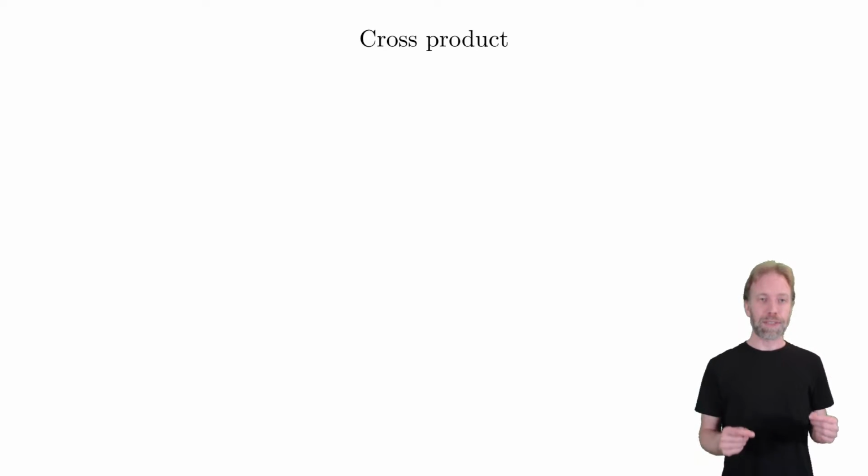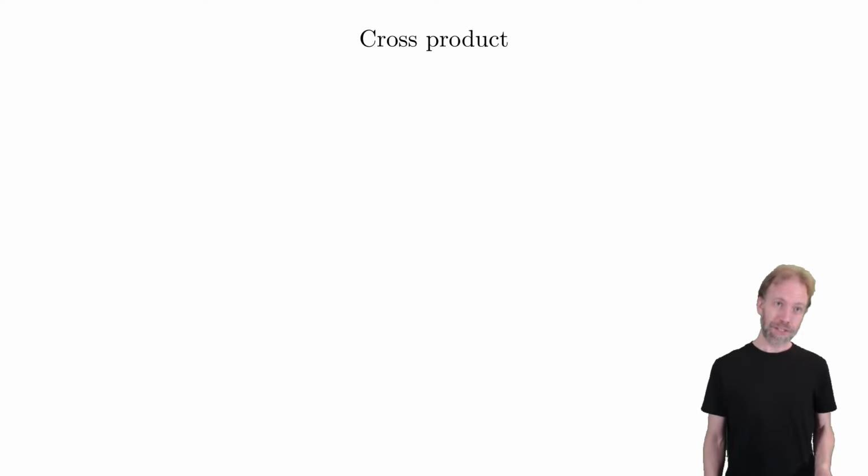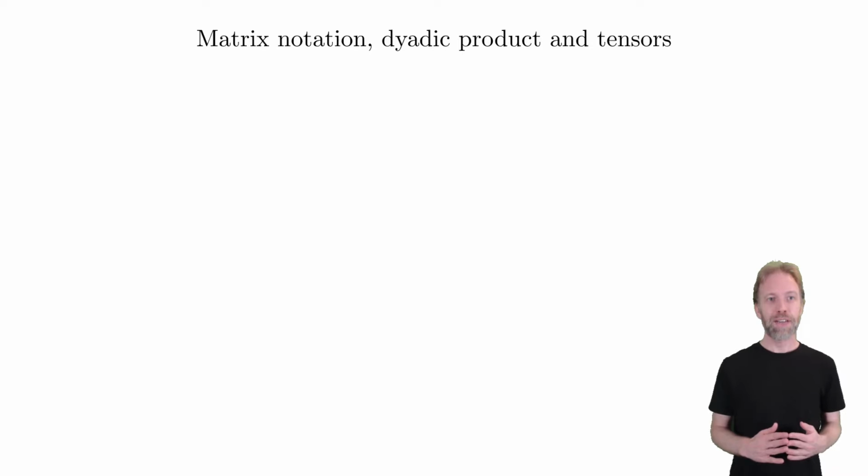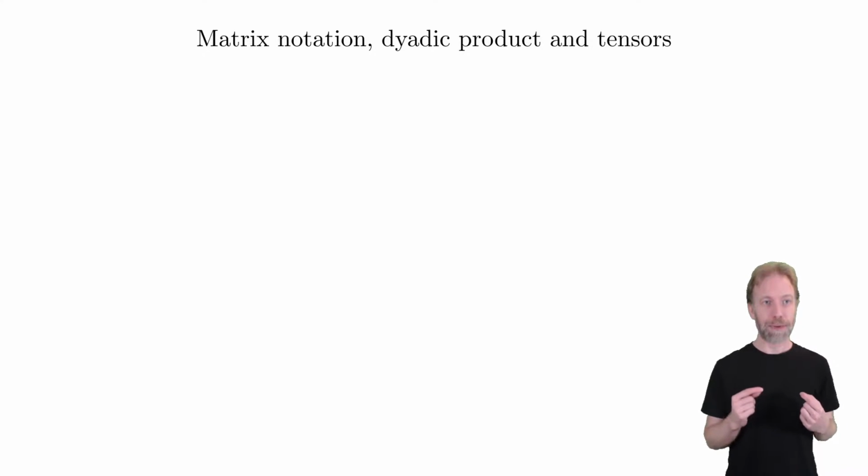Previously, we talked about the dot product, which is multiplication with the parallel parts of two vectors, and the cross product, which is multiplication with the perpendicular parts. In this video, we are going to talk about the third way of multiplying vectors, which is the dyadic product. This will be an introduction to tensors of rank 2.